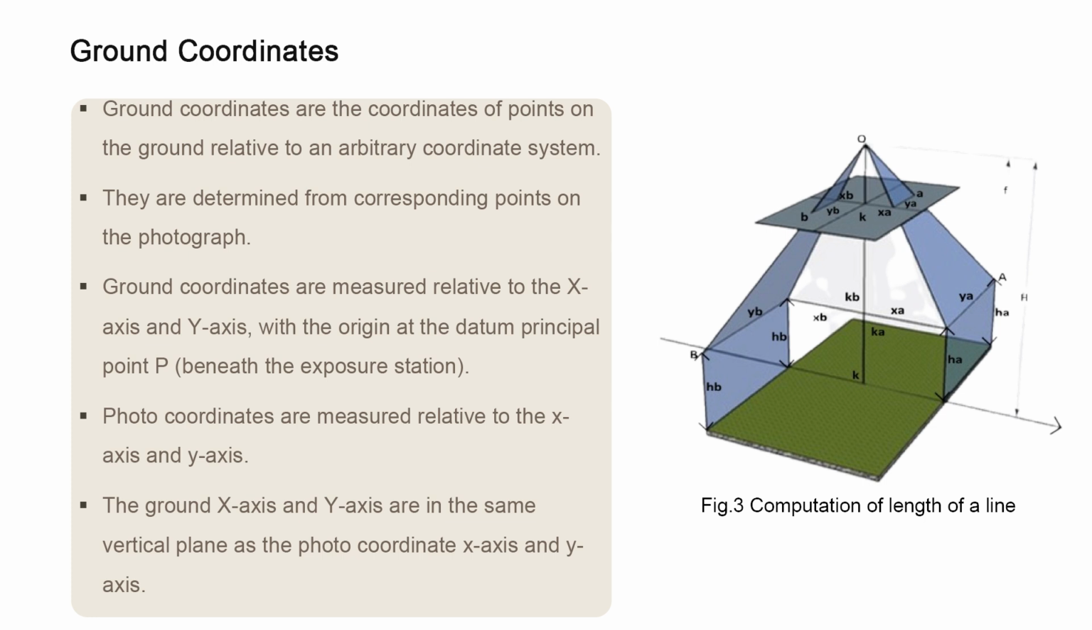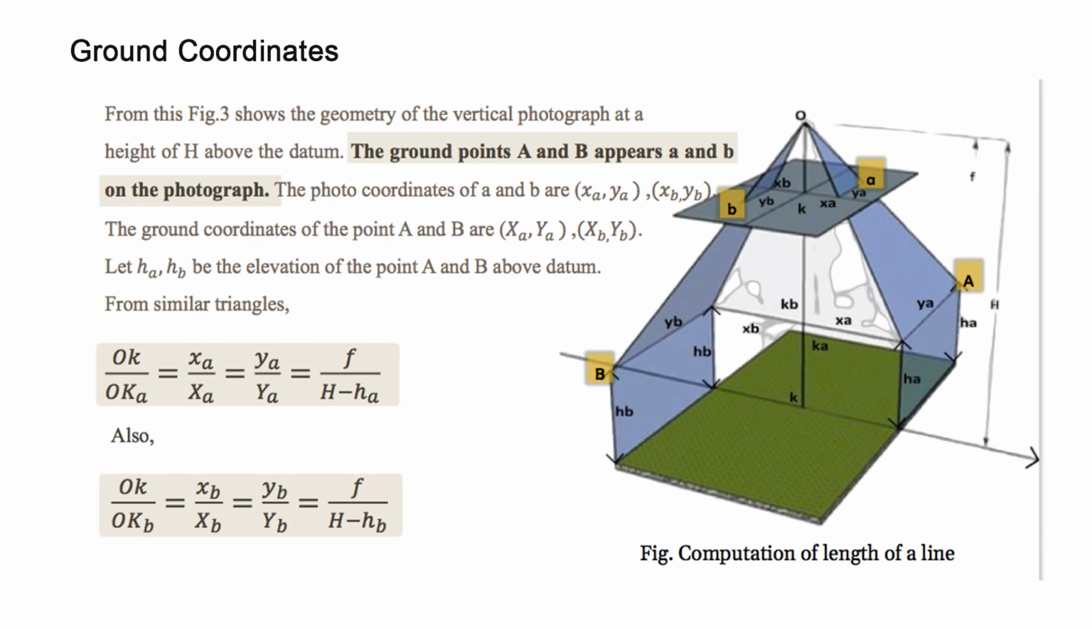These ground coordinates can be determined by analyzing the small points on a photograph, where the photo coordinates are measured with respect to the small x and small y axes. How beautiful! Now, kindly see the figure closely. Let us say we have 2 points capital A and capital B on the ground that appear as points small a and b on the photograph.